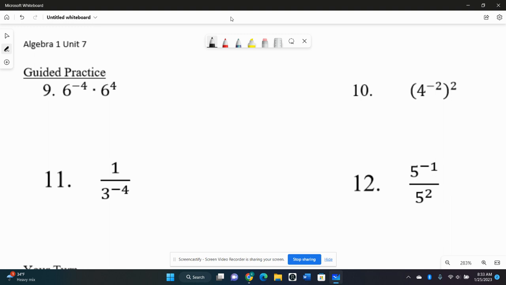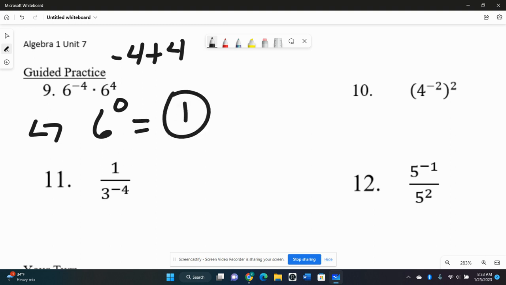multiplication. So what does that mean we do to our exponents? We add them. So what's negative 4 plus 4? It's 0. So we get 6 to the power of 0. What's anything to the power of 0? It's 1.